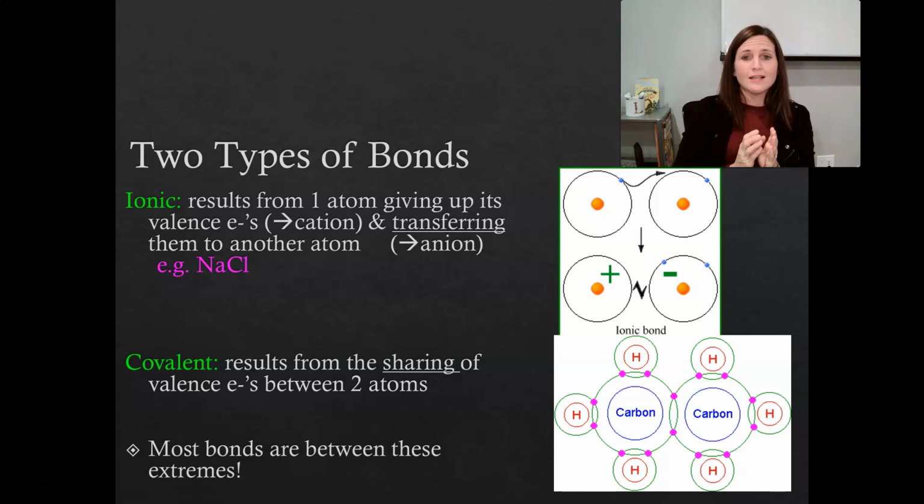Most bonds are between these two extremes. So in most cases, we don't have this even perfect 50-50 split. But also in most cases, we don't have this full, complete, removed transfer of the electron. Most of the time, we see something in between those two extremes. And there's definitely a spectrum of bond characteristic. You can be really ionic or a little bit ionic or a little bit covalent or really covalent. And so there's definitely a spectrum of bond creation.